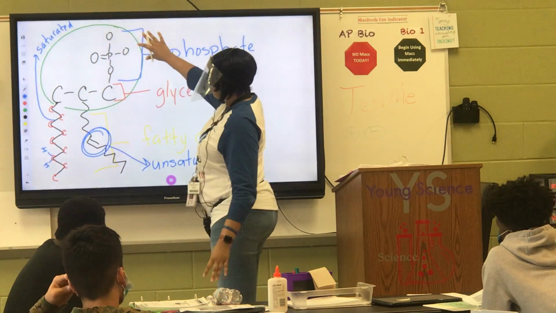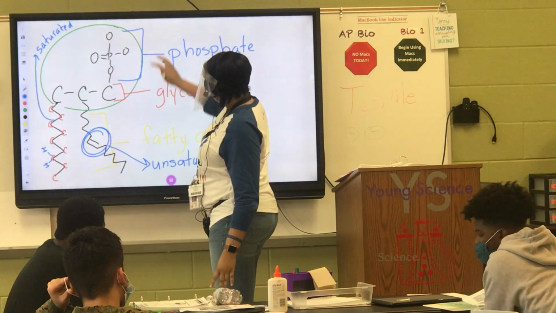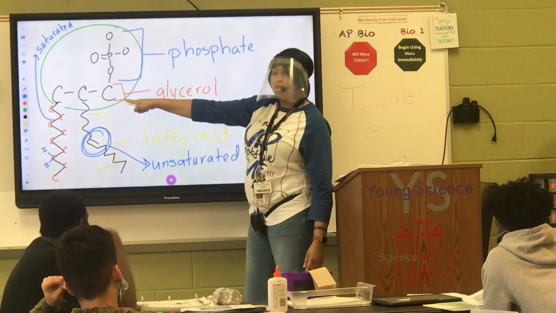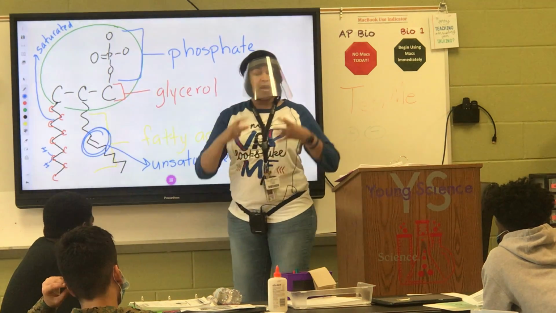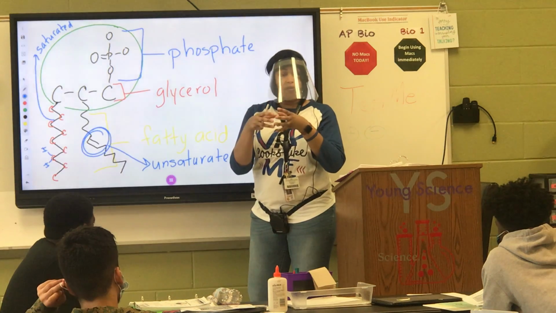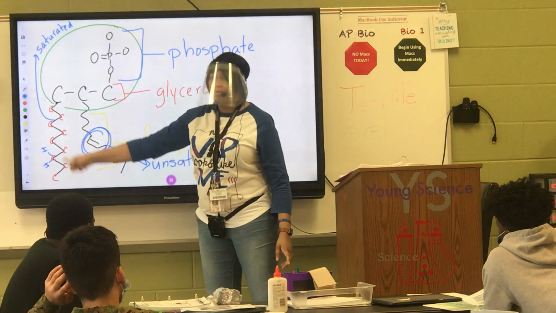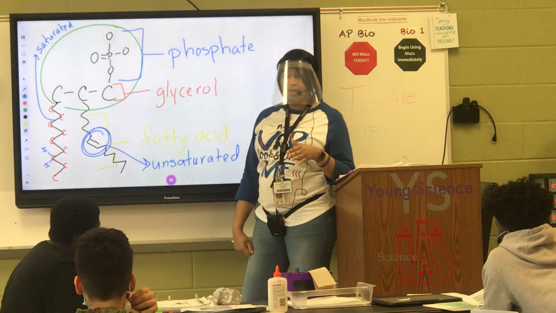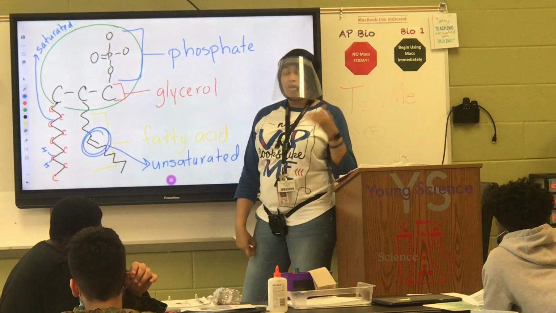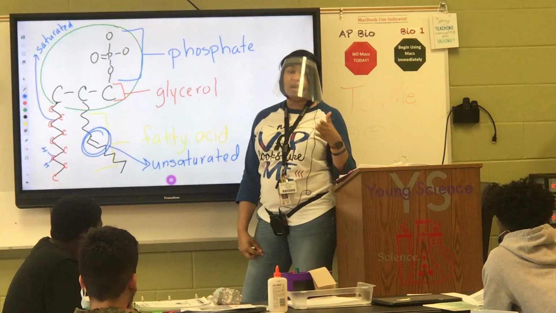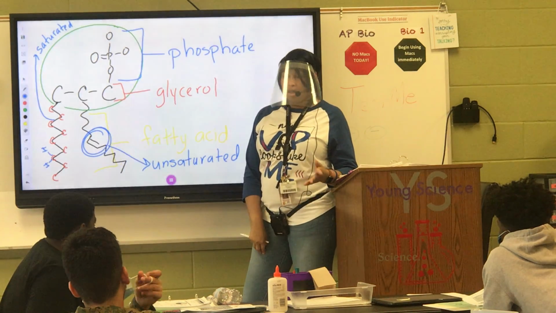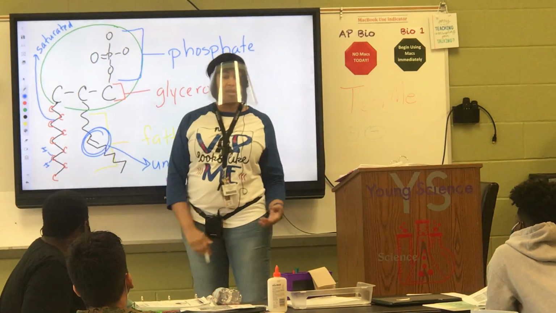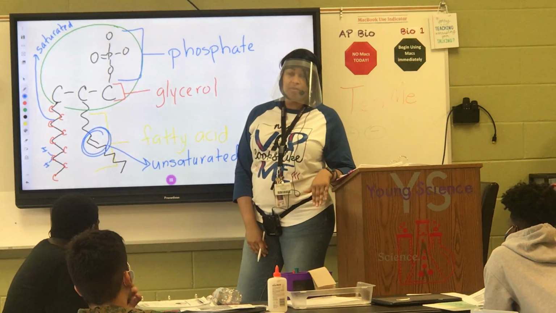All right, so what we have here is the 3 parts. What's this called? Phosphate. And what's this? Glycerol. So the phosphate and glycerol make up the head of the phospholipid. And what are these things? Fatty acids. And fatty acids can be what or what? Saturated or unsaturated. What makes one be unsaturated? A double bond between the carbons, okay? So if every carbon in the chain is making a single bond, then we call that what?